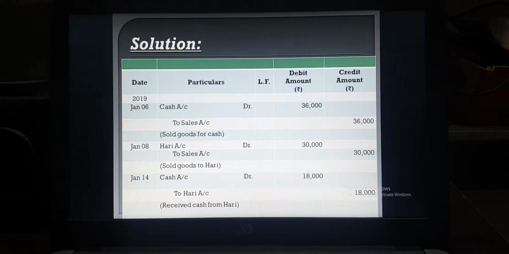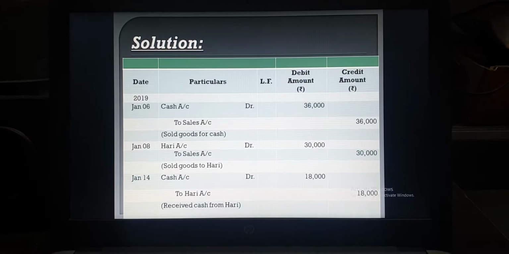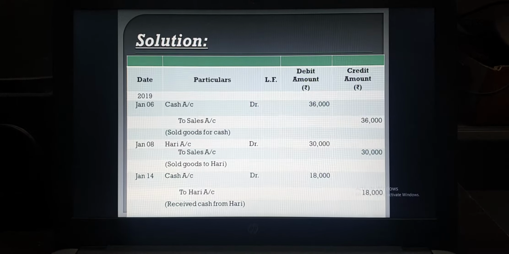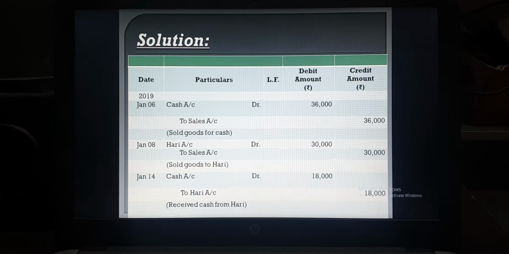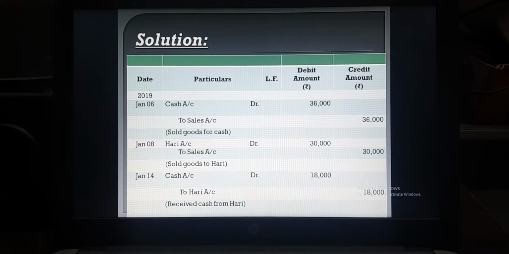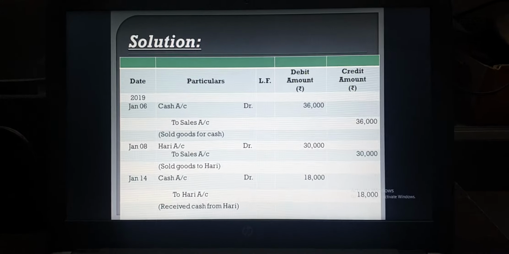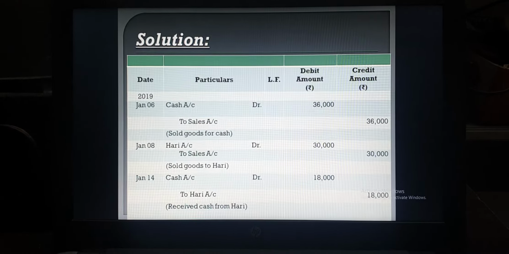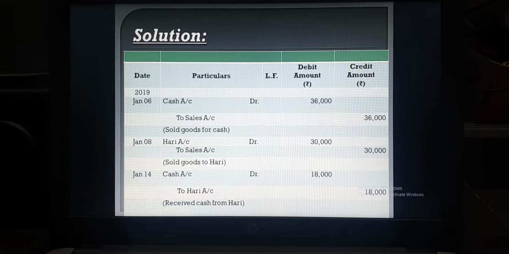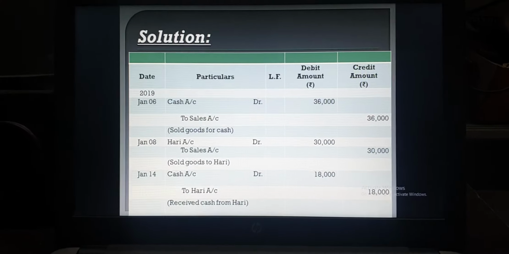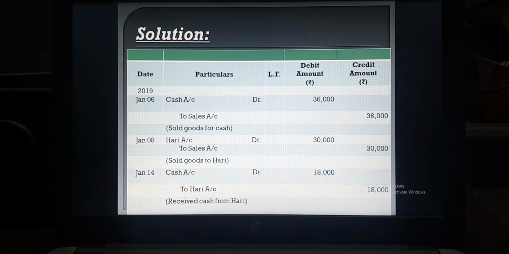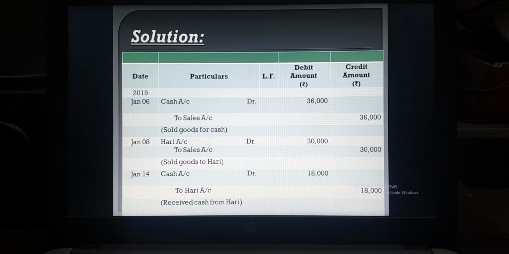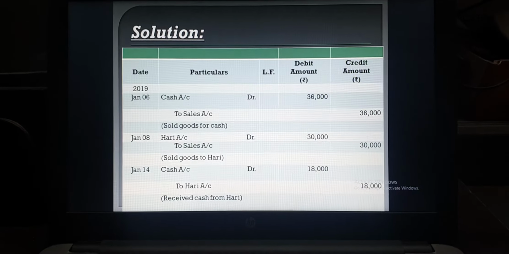Now third, received cash from Hari. Now again the rules applicable are real and personal. As per the real account, debit what comes in. So cash is coming into the business, so cash will be debited. And who is the giver? The giver is Hari, and Hari will be credited because as per the personal account, credit the giver. So the entry will be on January 14th, cash account debit to Hari account, and the amount is 18,000.